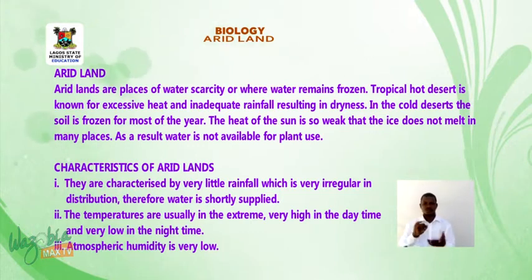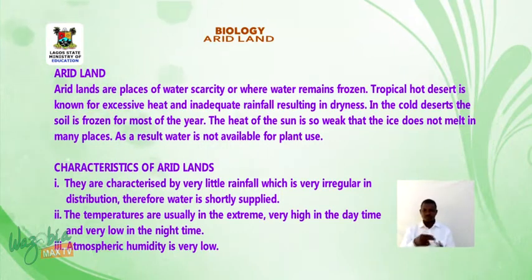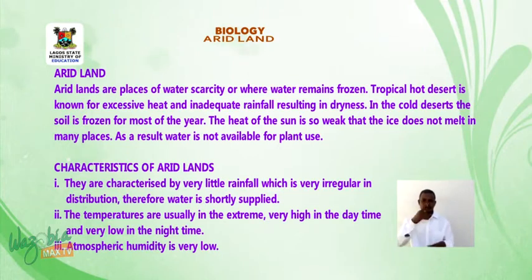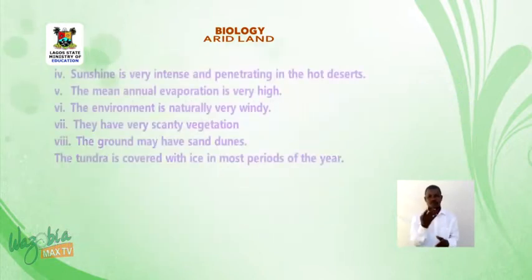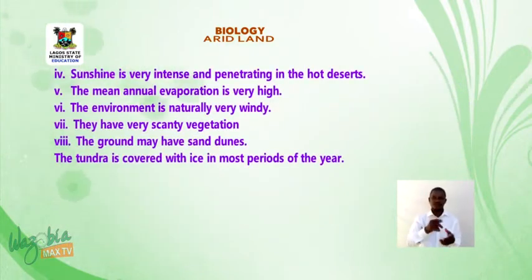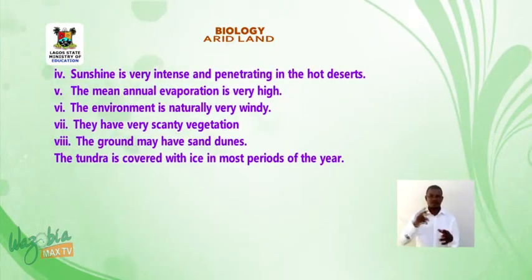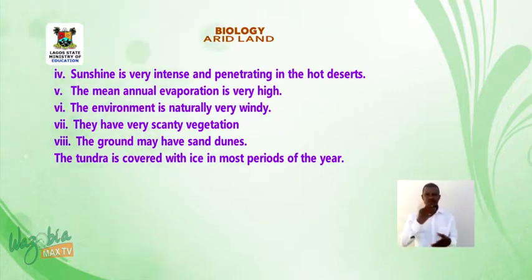2. The temperatures are usually in the extreme, very high in the daytime and very low in the night time. 3. Atmospheric humidity is very low. The relative humidity of that environment is low. 4. Sunshine is very intense and penetrating in the hot deserts.